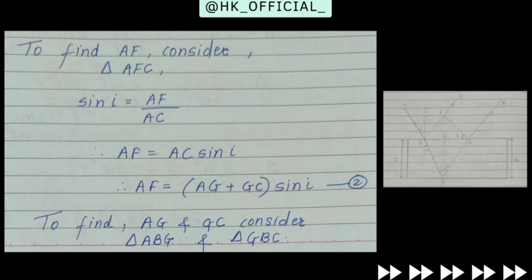Now see the diagram, and what is AC? AC is nothing but AG plus GC. Just substitute in the equation. So we get AF is equal to AG plus GC, into sin I. I hope you understand this. We have found AB, we have found BC, and here we have also found AF. Now we have to find AG and GC also, for substituting them into equation number 2. For finding AG and GC, we will again consider the triangles ABG and GBC. Let's go on to another slide.